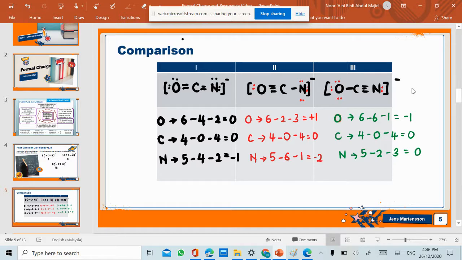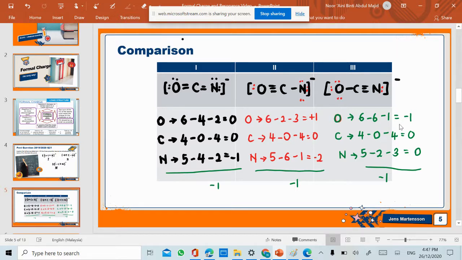Okay, now let's check. Remember, the total of the formal charges must equal negative 1. So, do we have negative 1 here? Yes, 0 plus 0 plus negative 1 is negative 1. And here, the total is also negative 1. And here, the total is also negative 1. That means we have calculated our formal charges correctly.